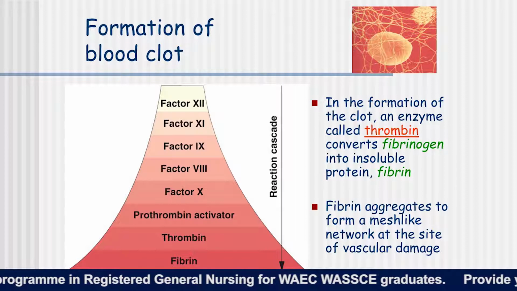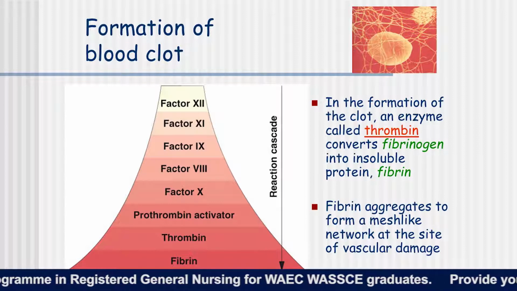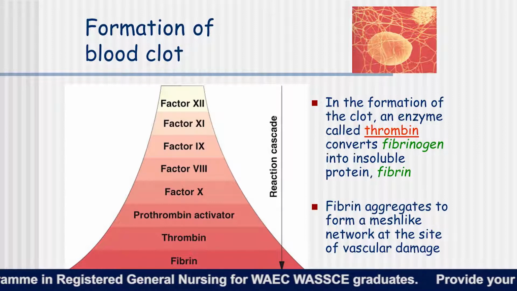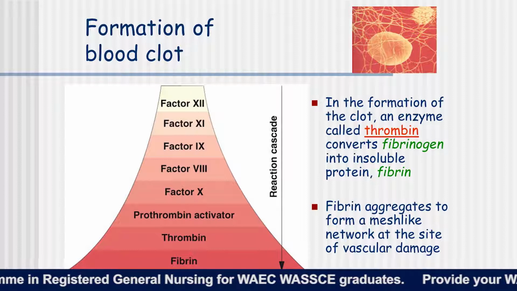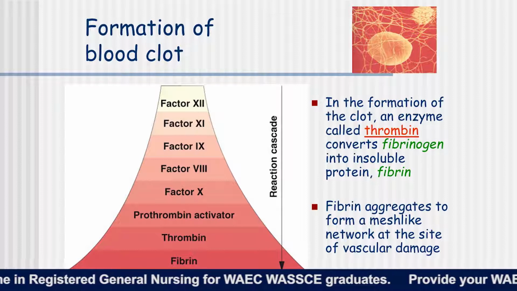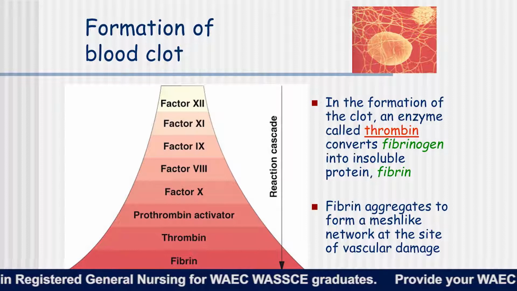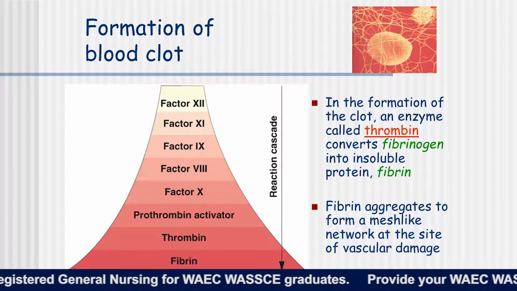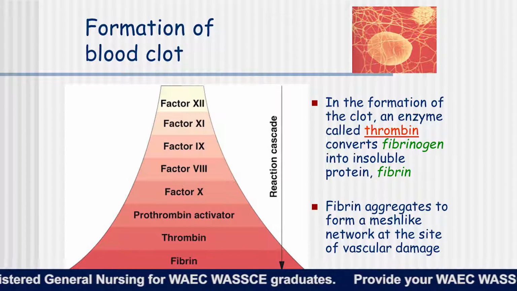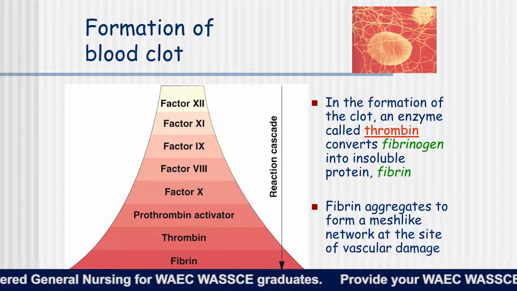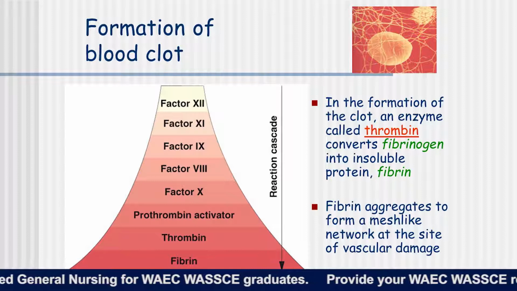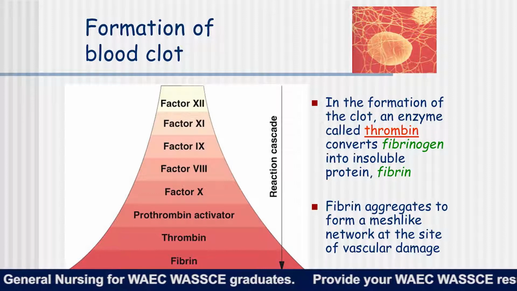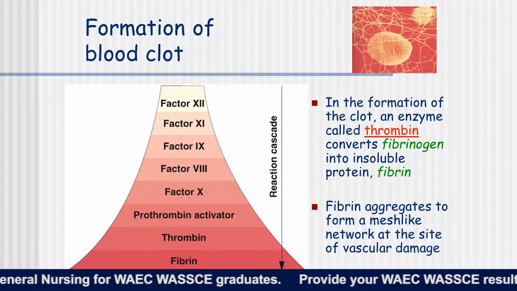Fibrinogen is a soluble blood protein found in the plasma, but when it becomes fibrin, fibrin is insoluble. And fibrin acts as a mesh so that it will trap the blood cells from escaping out of the blood vessel.